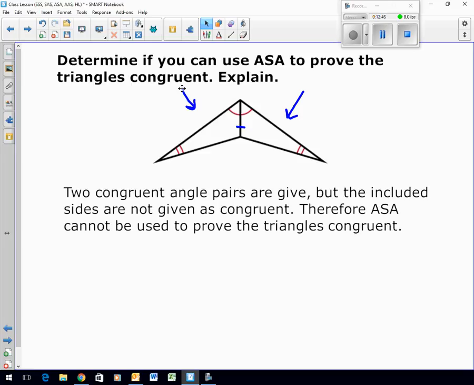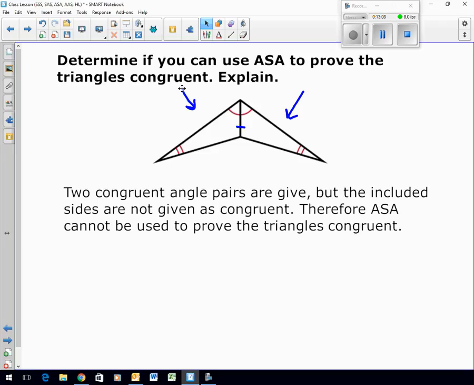Tomorrow we'll learn a really important, maybe one of the most important theorems that we have. It's called CPCTC. Corresponding parts of congruent triangles are congruent.